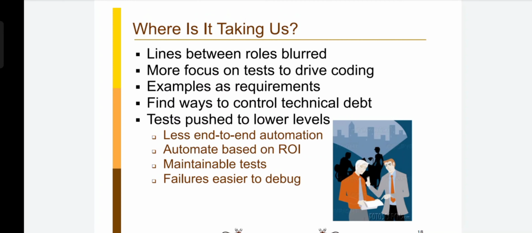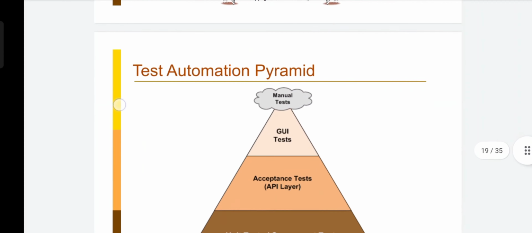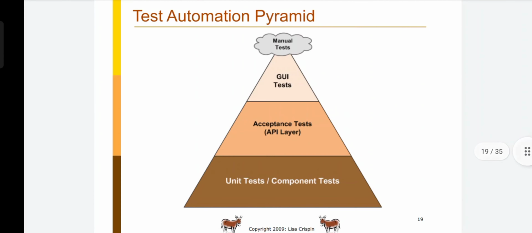Test automation pyramid. GUI tests, manual tests, acceptance tests, unit tests. These are all the layers of the automation pyramid.